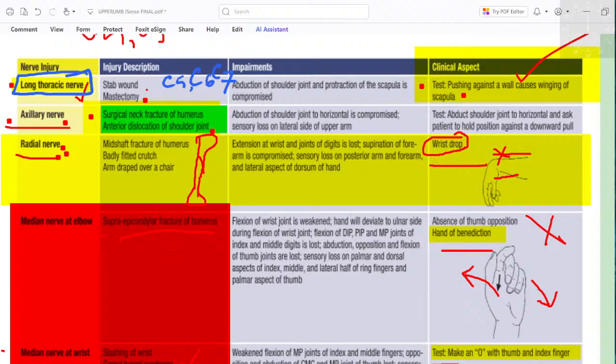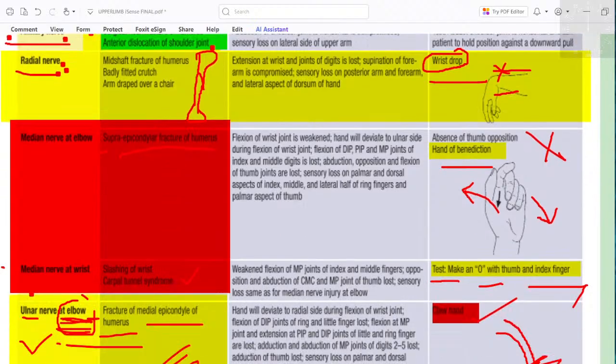For the median nerve, it depends on the fracture or lesion, whether it is proximal or distal. If it is a supracondylar fracture, a proximal lesion, then the median nerve is damaged.